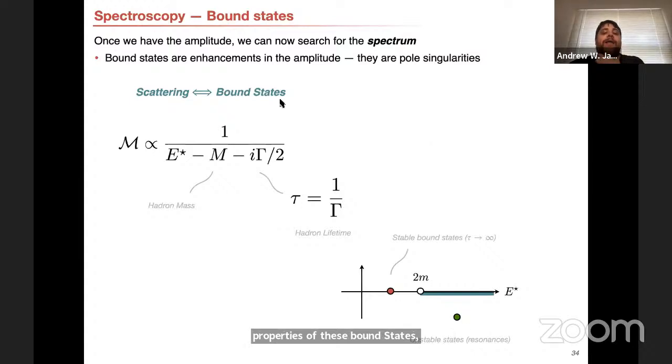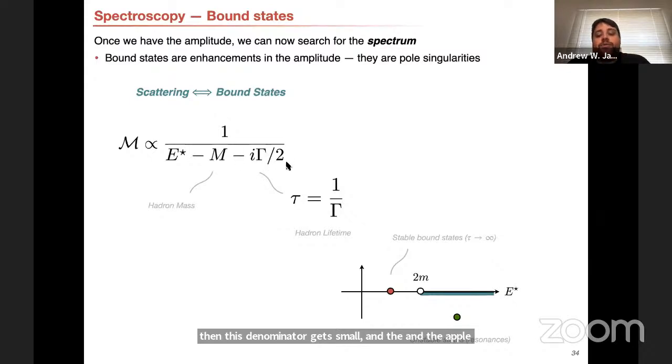So remember that the scattering amplitude encodes all the dynamics. So we should be able to ascertain the spectrum by studying the amplitude. And at the beginning, we illustrated that scattering is related to bound states, as these bound states are enhancements in the amplitudes. They are these pole singularities, which are such that the amplitude gets enhanced when this denominator goes to zero. In general, a pole singularity, which is a very fancy term for just this denominator going to zero, occurs when the energy gets very close to the mass, then this denominator gets small and the amplitude gets large.